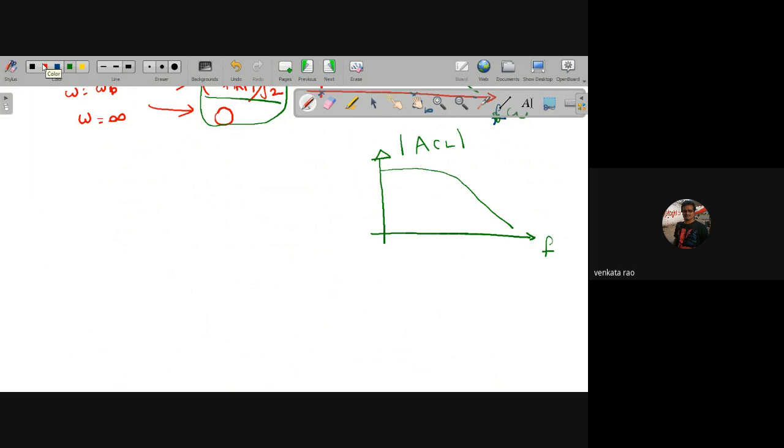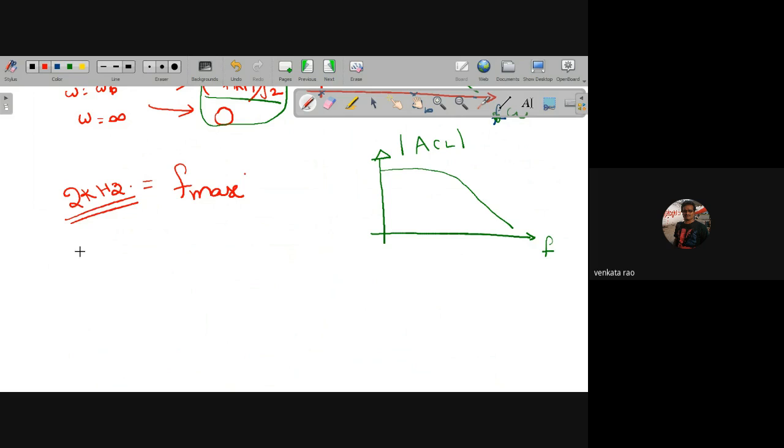Now, they will ask: design a practical integrator circuit to integrate frequencies up to some 2 kHz or 4 kHz. The frequency they have given is the maximum frequency.